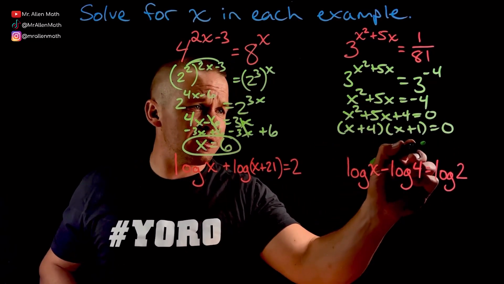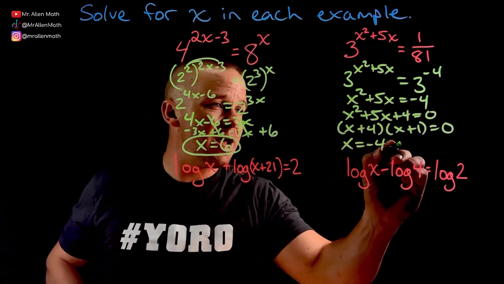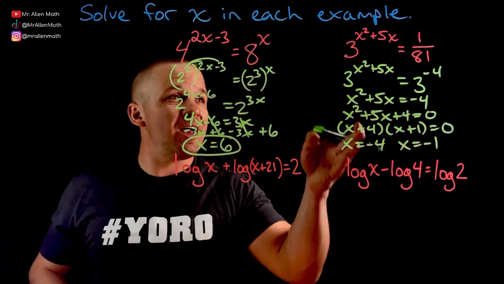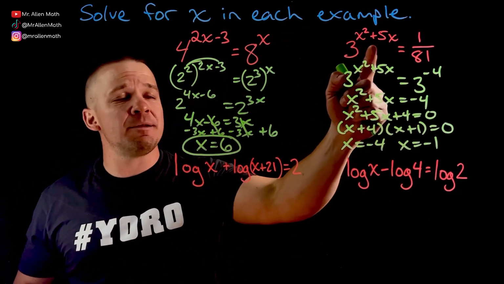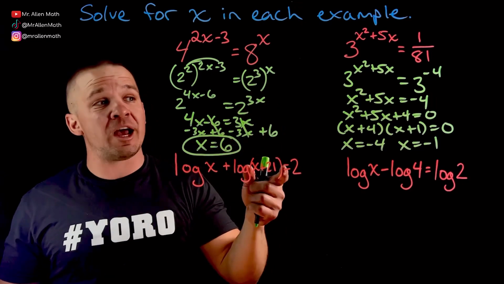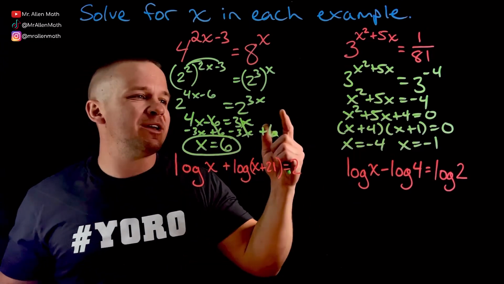I'm going to set those both equal to 0. I'm running low on space, so I'm just going to write my answers. It's going to be x equals negative 4, x equals negative 1. They are both going to work in this situation. If I plug in negative 4, I get 16 minus 20 is negative 4. 3 to the negative 4th, as we know, is 1 over 81. If I plug negative 1 in, I'm going to have 1 minus 5 is negative 4.